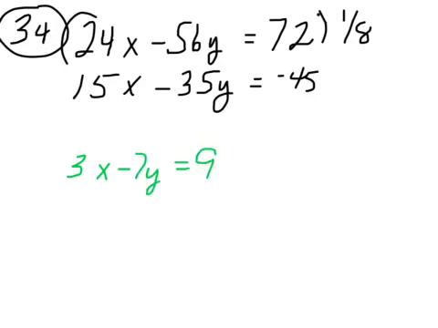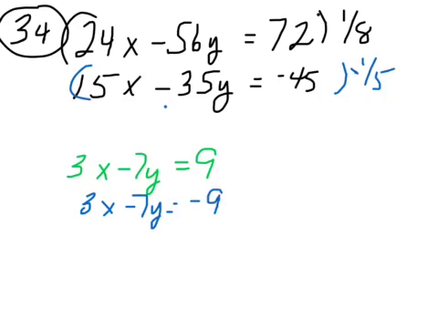Now the second equation, which I'll write in blue, if I divide 5 out of each of those terms, or I multiply everything by a fifth, that's the same thing. That is a stray mark there, multiplying by a fifth. 15 divided by 5 would be 3x. Negative 35 divided by 5 would be negative 7y. And negative 45 divided by 5 would be negative 9.